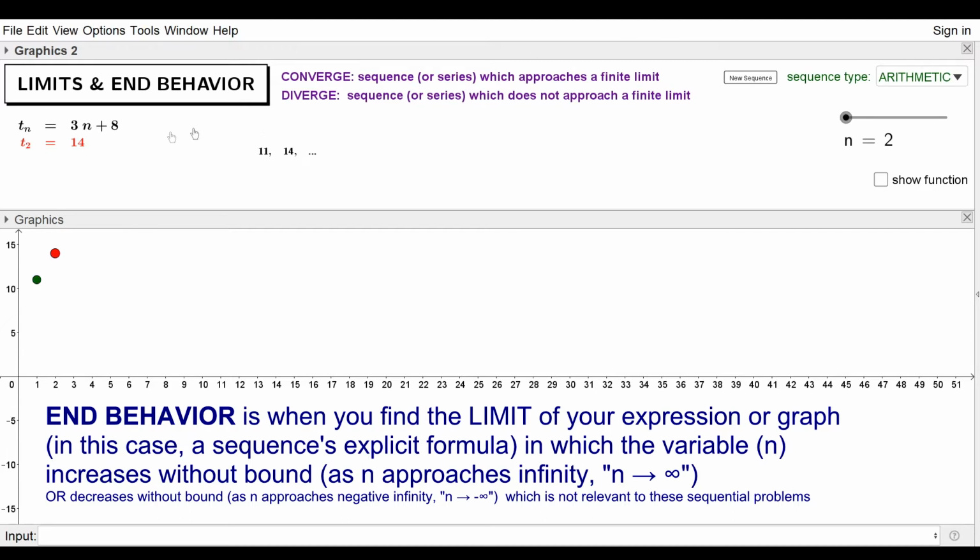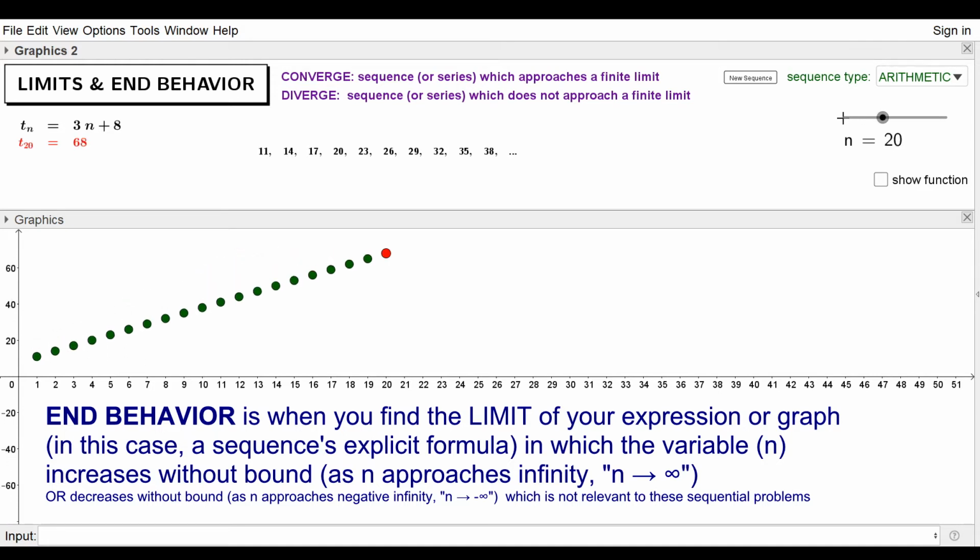Well, in this case, because I've put 2 in for n, I get 3 times 2 plus 8, which is 14. I'm not going to give you a play-by-play. Let's just take a look at what happens to the values of t sub n as n increases. So now we're up to 10, and we can see that's going to 38. And if we get up to a value of n equaling 20, we're already up to a height of 68, as the graph is changing over here.